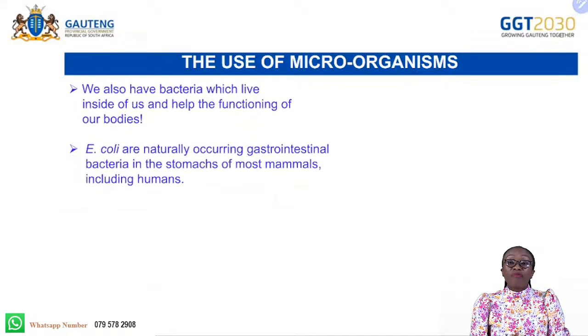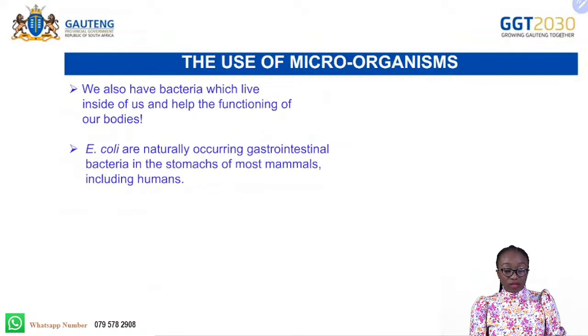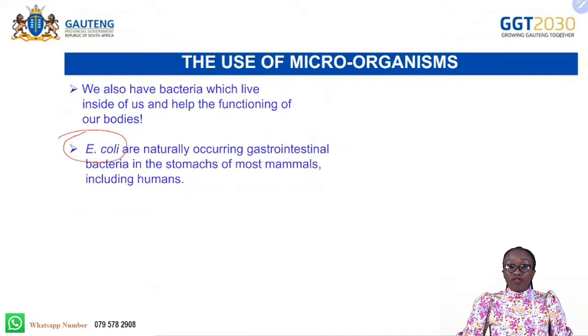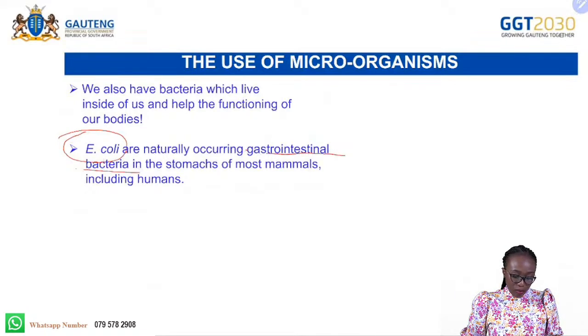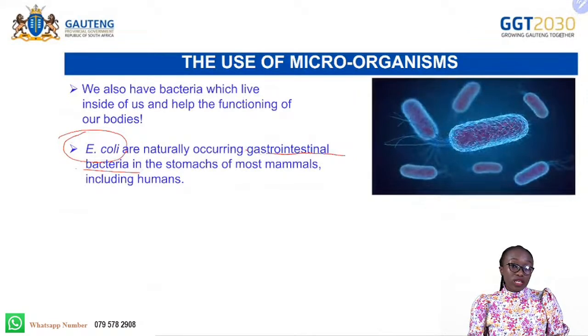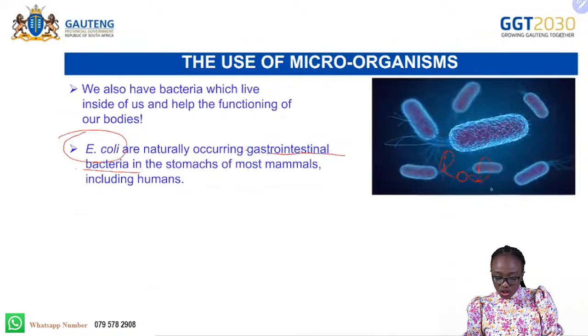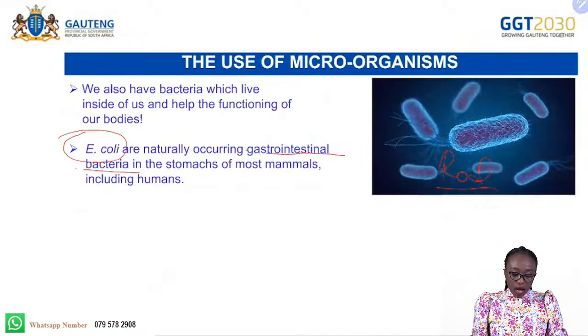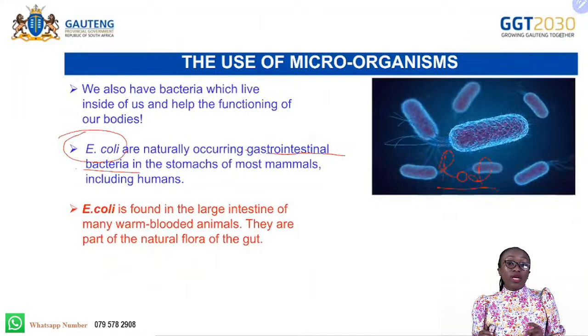So we also have bacteria that live inside of us. Yes, bacteria that live in animals, that live in mammals. And one particular bacteria that lives inside mammals is E. coli. If you remember from last week's lesson, we did learn about E. coli. E. coli are naturally occurring gastrointestinal bacteria in the stomachs of most mammals, including us humans. If you remember from last week's lesson, when we were drawing different shapes of bacteria, the rod shaped bacteria is E. coli.